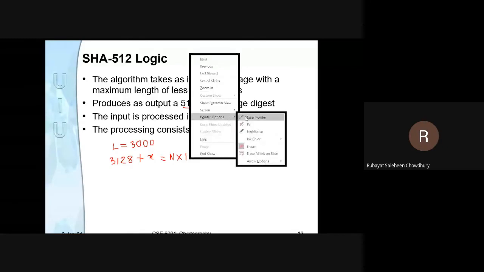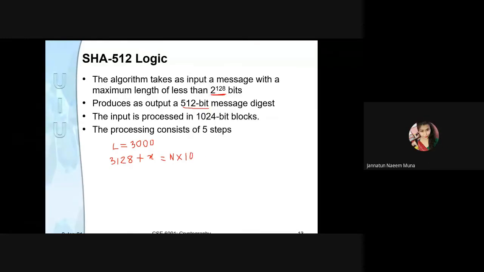Give me one second. 4096 minus 3128, so the extra we have to add, the value of x, is 968. So here the minimum value of n is equal to 4. So we have to add a padding of 968 bits. Any question from anyone?